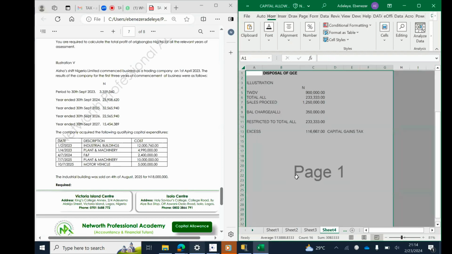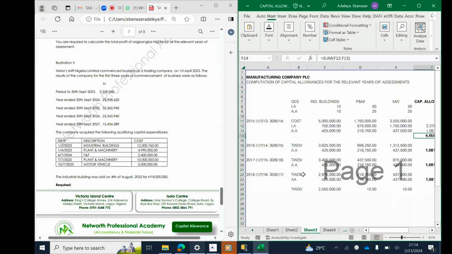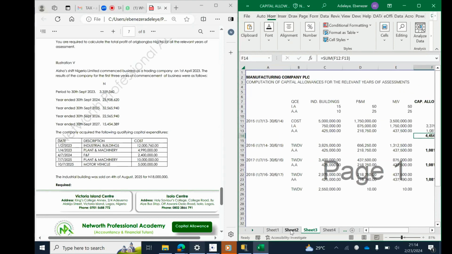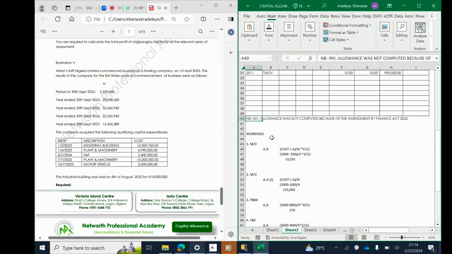You have to disclose your formula in your exam. You have to have a page for workings. You can see the way we did this. That's the same way you would do it in your exam also.